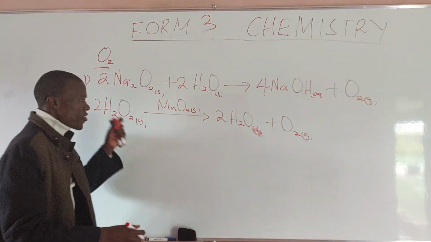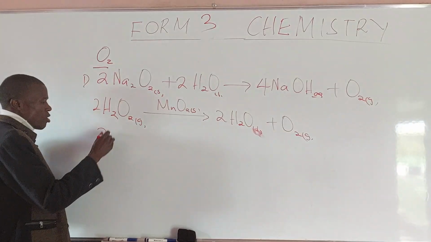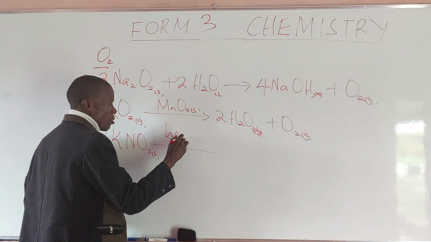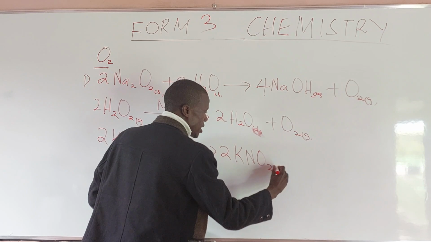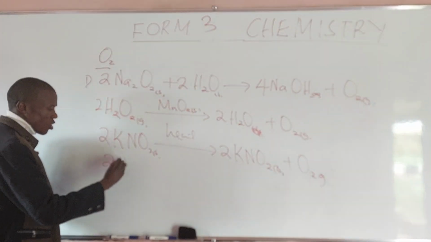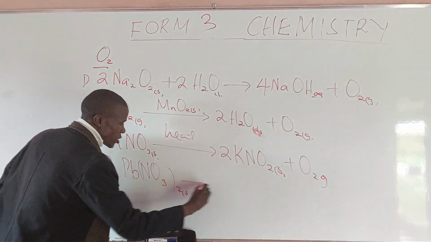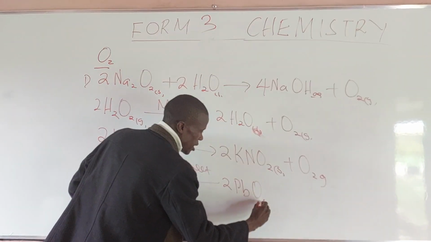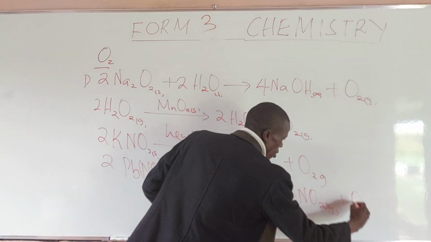We can also have thermal decomposition of some nitrate salts. We can have 2 moles of potassium nitrate being thermally decomposed to give us 2 moles of potassium nitrite and 1 mole of oxygen. We can also have 2 moles of lead 2 nitrate being thermally decomposed to give us 2 moles of lead oxide and 4 moles of nitrogen 4 oxide and oxygen gas.